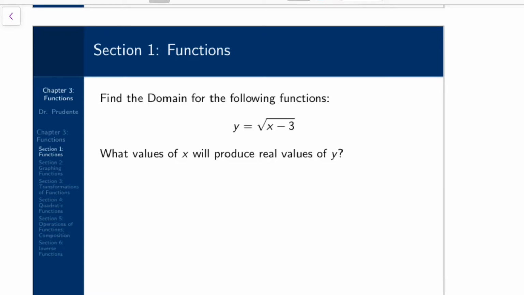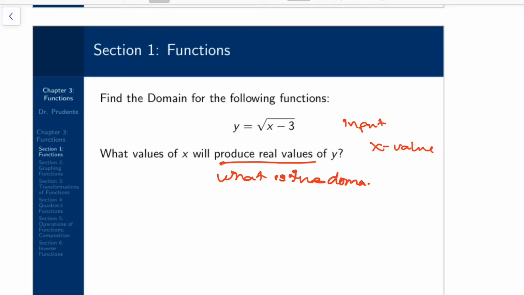One thing we might want to know is the domain. The domain is the allowable input values, so in this case, the allowable x values. So we want to say here, what are the values of x that will produce real values of y? Or another way to say this is, what is the domain?